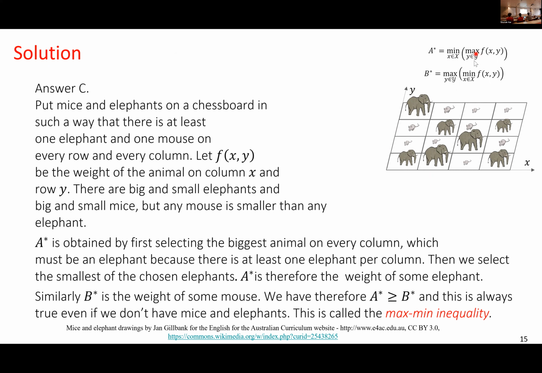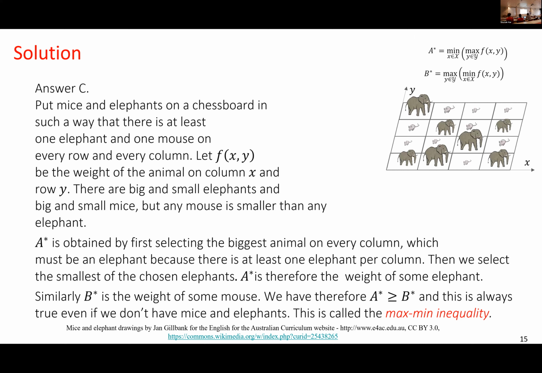When I take the max, I always obtain an elephant. On every column, there's at least one elephant. There are small and large elephants. There are small and large mice. But the largest animal is always an elephant. So I always obtain an elephant, and I take the min. So I take the min of all the elephants that happen to be the largest on each of the rows. So it's probably this one that you want here. That obtains an elephant, and you take the smallest of the elephants.